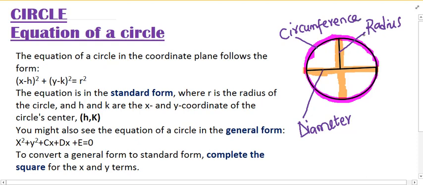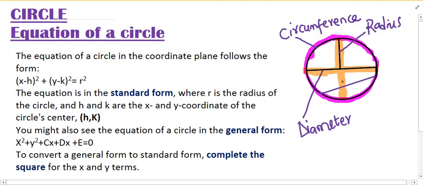Another thing you can take note of is the chord. A chord is just a distance from one point of the circle to another, but one thing about a chord is that it does not cross through the center. So the distance from here to here is a chord, but it doesn't cross through the center.